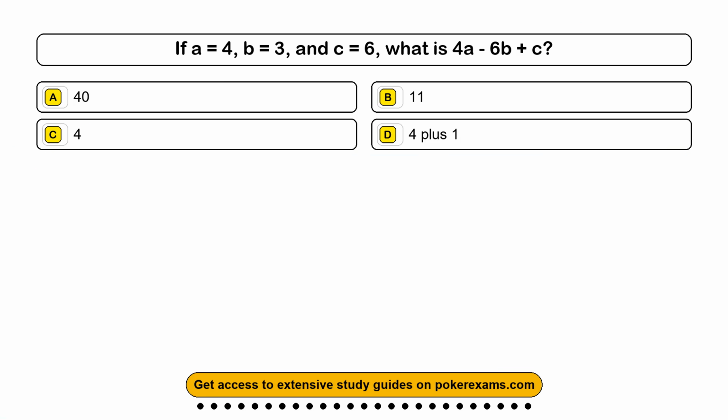Question 8. If A equals 4, B equals 3, and C equals 6, what is 4A minus 6B plus C? Option A 40. Option B 11. Option C 4. Option D 4 plus 1.